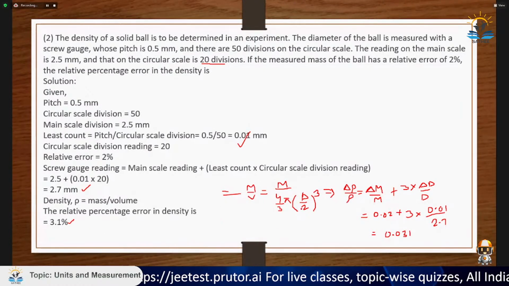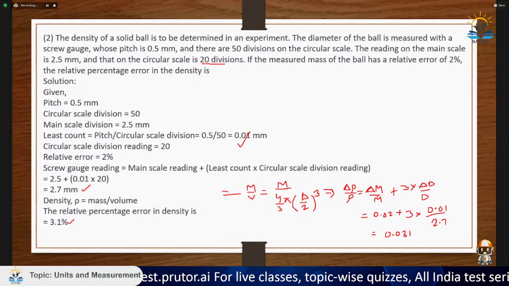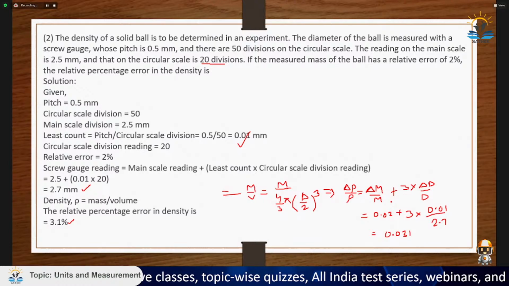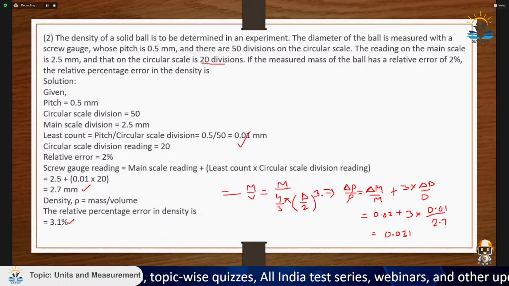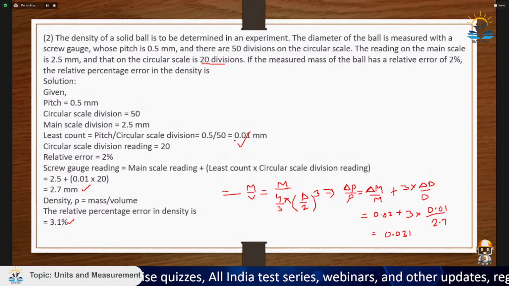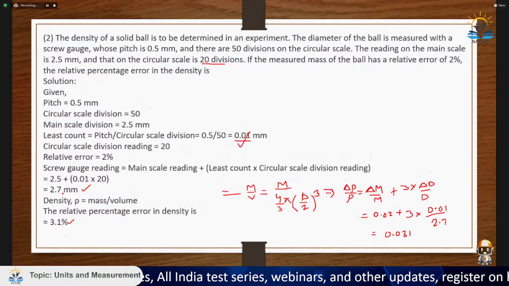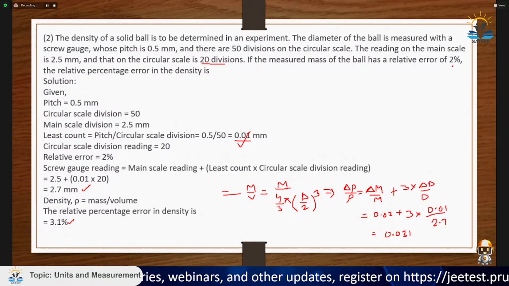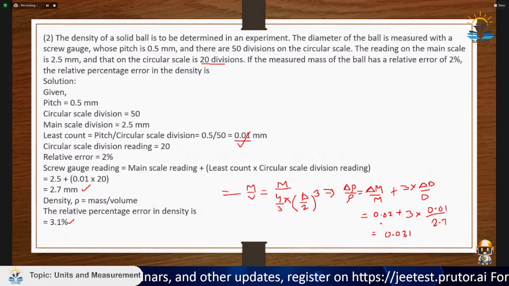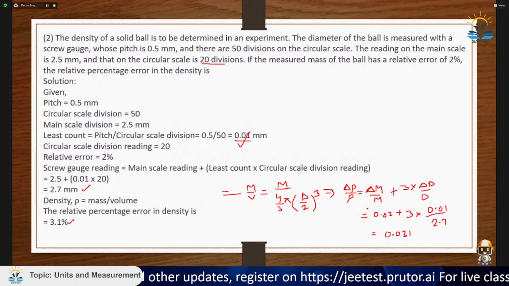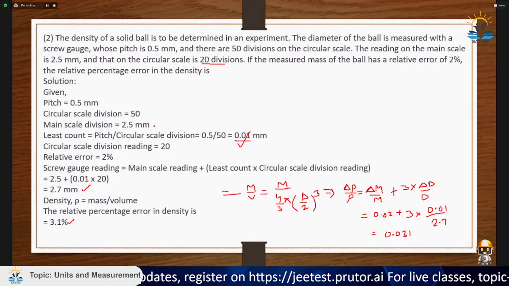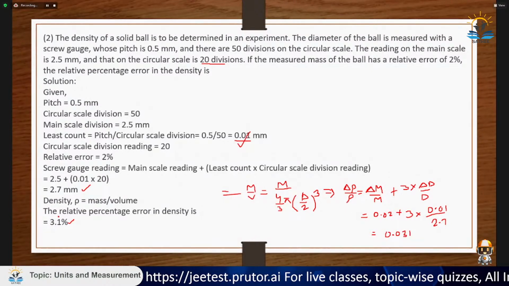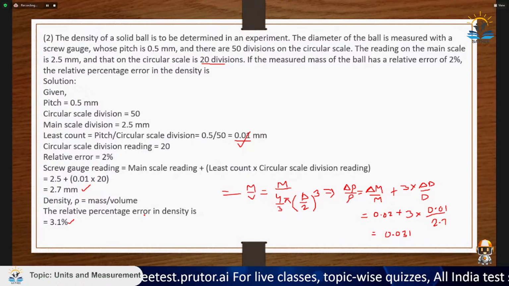Okay, so I hope you got this concept. Delta rho by rho is equal to delta m by m plus 3 times delta d by d. We only take the positive sign because we want to calculate the maximum error, and we multiply it by 3 because it is raised to the power 3. Delta d is 0.01, which is the least count of the screw gauge, divided by d, which we calculated as 2.7 mm, and added 0.02 because it is given to me that the relative error is 2%. So I divided by 100 to get delta m by m, and from there I got delta rho by rho. The relative error is this much, and I want percentage, so I will multiply it by 100, and my final answer would be 3.1%. Okay, so I hope you got it.